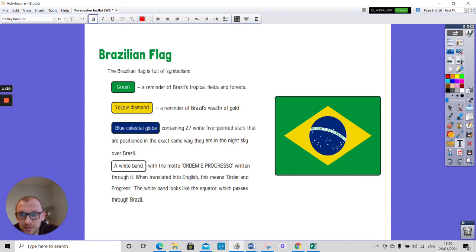So there's the Brazilian flag there, and it is full of symbolism. The green is to represent the tropical fields and forests. The yellow is a reminder that Brazil has lots of gold. And the blue celestial globe contains 27 white 5-pointed stars that are positioned in the exact same way they are in Brazil on the night sky. And then there is a white band that says Ordem e Progresso written through it, and this translated in English means order and progress. Okay?